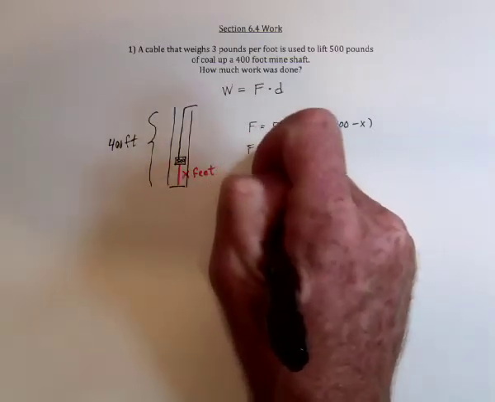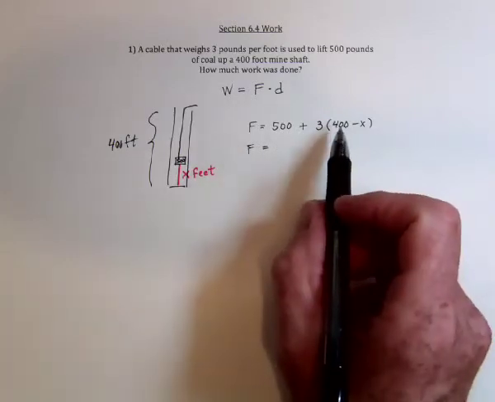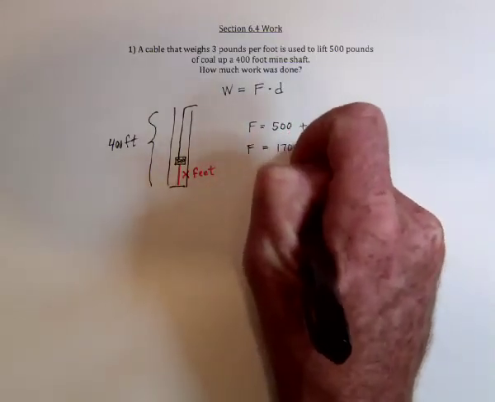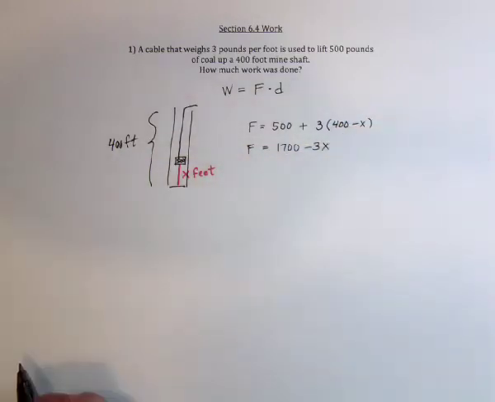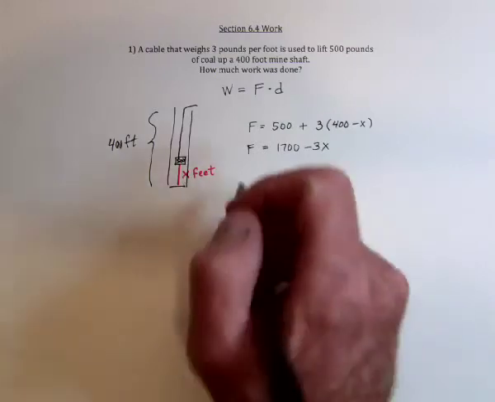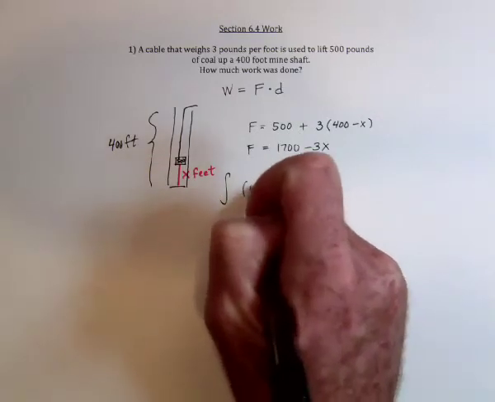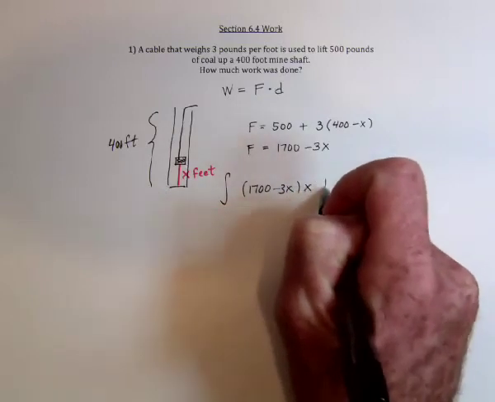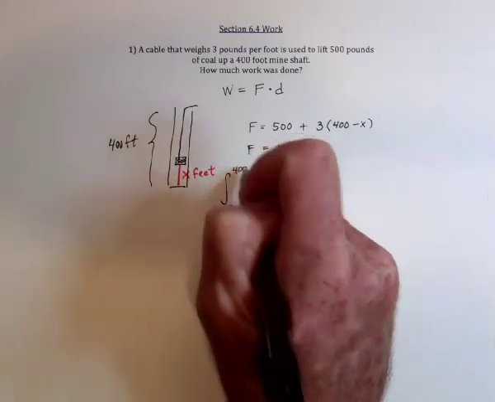And then before we go to integrate this, let's see, this is going to be 1,200 with another 500 is 1,700, and then distributing the 3 over here is minus 3x. So there we have the pieces, the force, and here's the distance. So then integrate the force times the distance, as that goes from 0 at the bottom to 400 at the top.